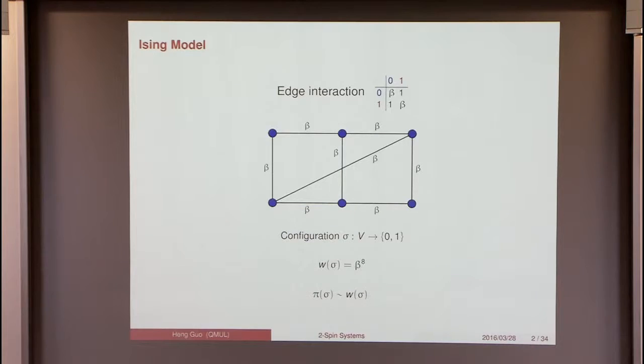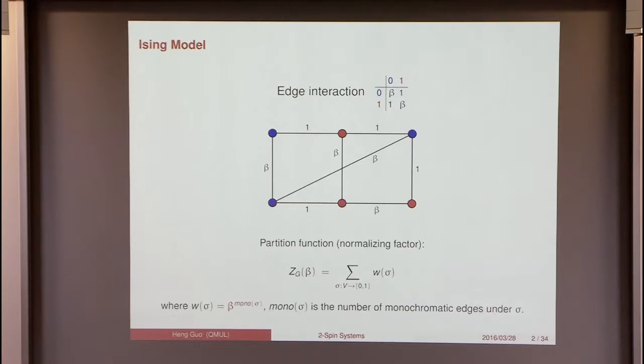Here is a concrete example where every vertex is assigned blue or zero, and each monochromatic edge gives a weight of beta, and this configuration has a weight of beta to the eighth. Also this is a bipartite graph, so we can give a configuration that bicolors it, and every edge will contribute a 1 because every edge is bichromatic, so the weight is just 1. More generally, we are interested in the partition function, which is the sum over all possible configurations of their weights. The weight is beta to the number of monochromatic edges in this graph. We will talk about the complexity of approximating this partition function.